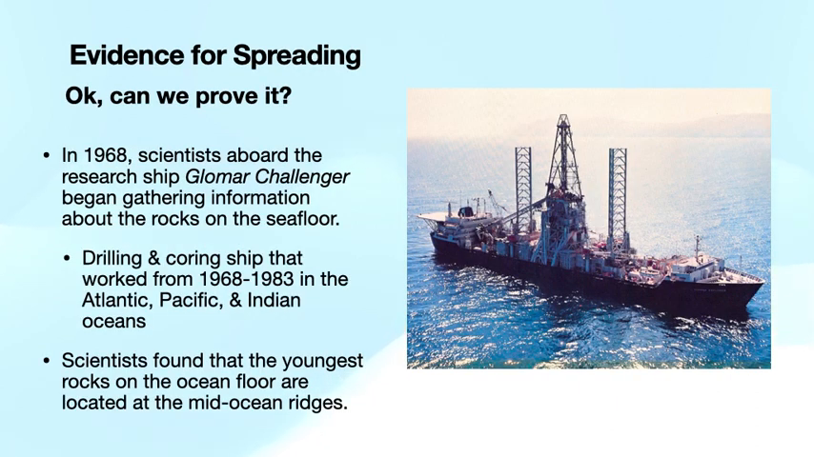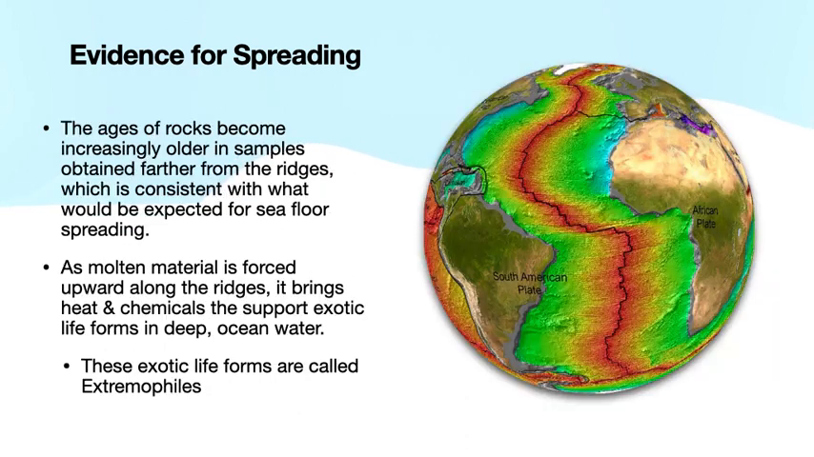Okay, but can we prove it? Do we have evidence? In 1968, scientists aboard a research ship called the Glomar Challenger began gathering information about the rocks on the seafloor. It was a drilling and coring ship that worked between 1968 and 1983 in the Atlantic, Pacific, and Indian Oceans. Scientists on the ship found that the youngest rocks on the ocean floor are located at the mid-ocean ridges. And the ages of the rocks become increasingly older in samples obtained further from the ridges, which is consistent with what we would expect for seafloor spreading.